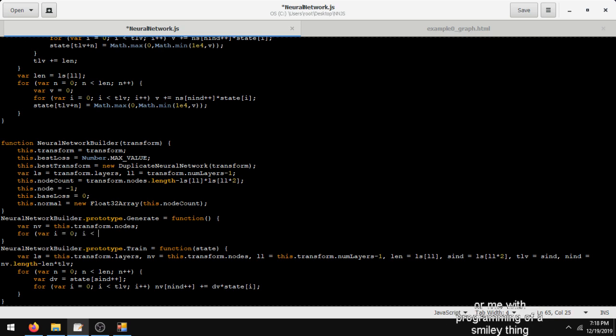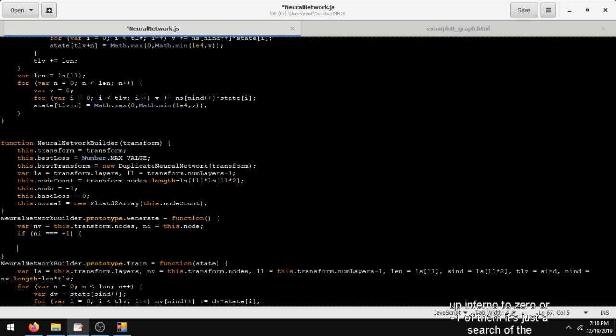Smiley face. Alright. So what I need to do here is, if the node is 0 or -1, then it's just going to search at the base, which is just the transform itself. So it's going to do nothing. It's actually going to do nothing here.